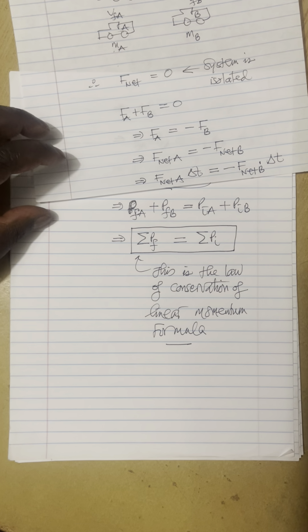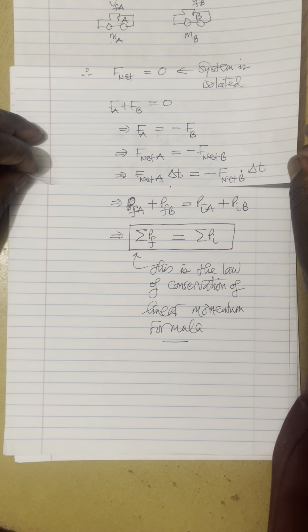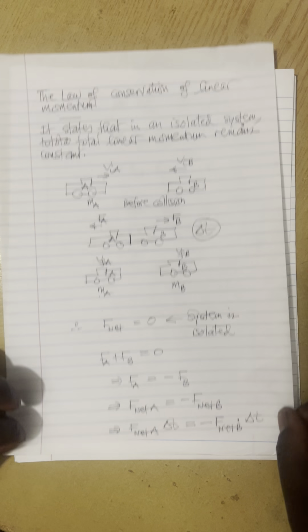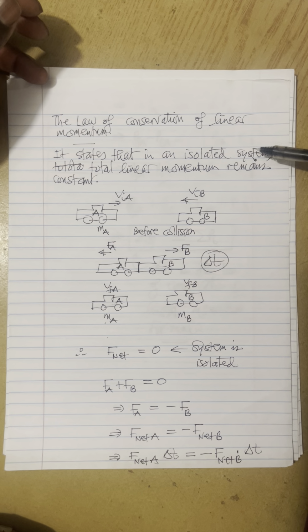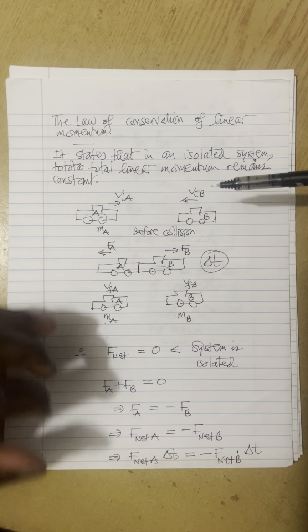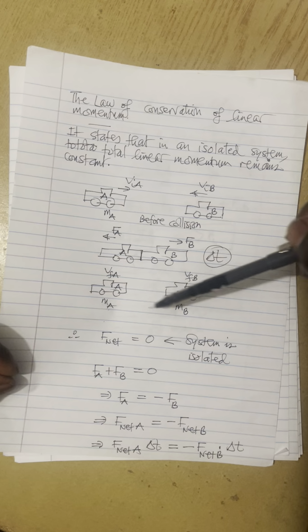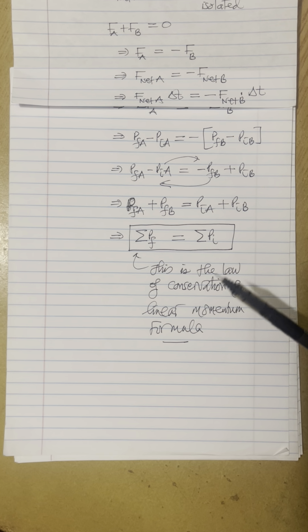Let's state the law of conservation of linear momentum again. It states that in an isolated system, total linear momentum remains constant. And we have seen it here: total linear momentum before collision equals total linear momentum after collision. There it is. That's the law of conservation of linear momentum.